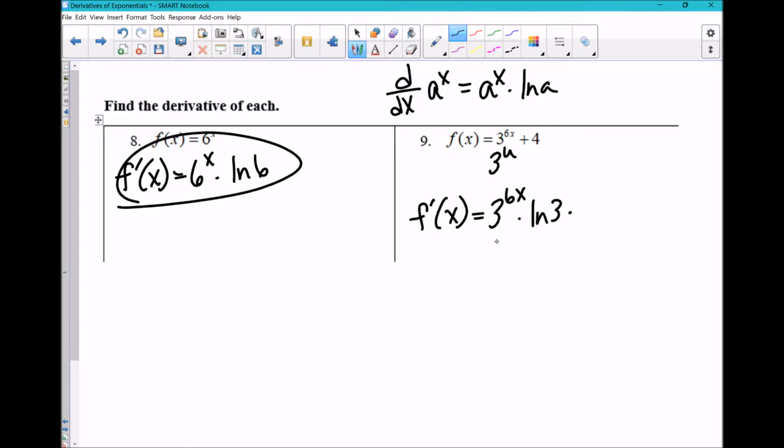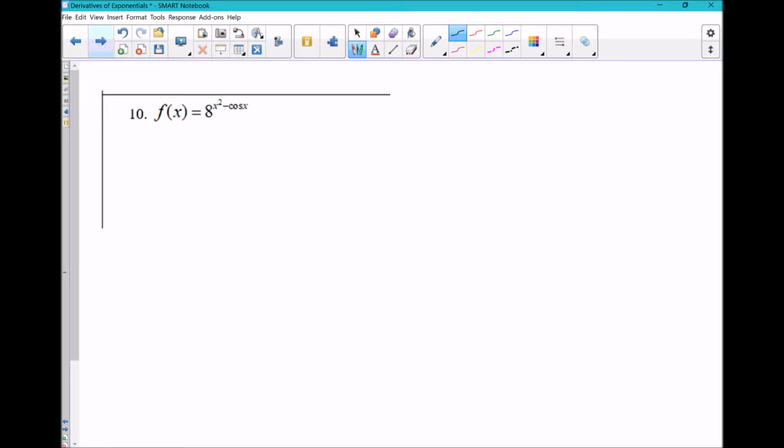Okay, so here's our 3 to the u part, the derivative of that. But now we're going to have to multiply by the derivative of 6x, which is just 6. Now note the derivative of 4 is 0, so that goes away. Now, the coefficient of this is actually 6 natural log of 3. This component right here makes up the whole coefficient of 3 to the 6x.